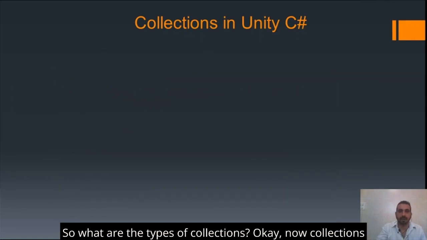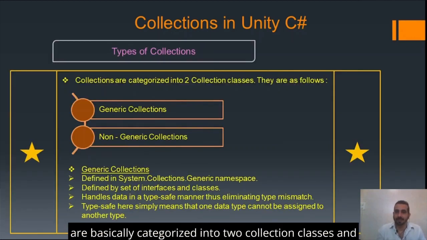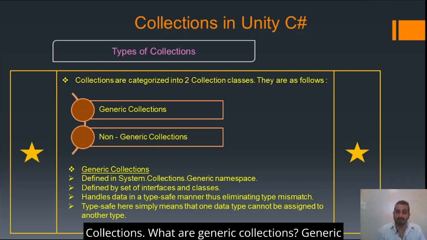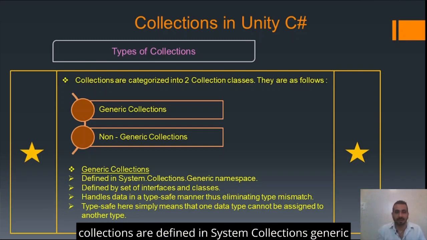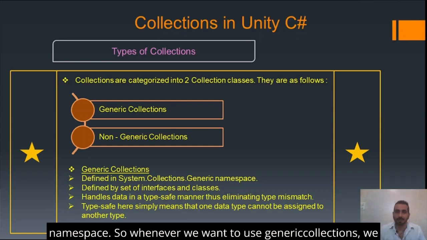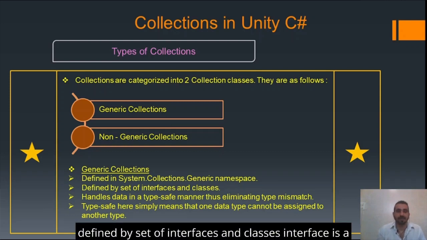So what are the types of collections? Collections are basically categorized into two collection classes, and they are as follows: generic collections and non-generic collections. What are generic collections? Generic collections are defined in system.collections.generic namespace. So whenever we want to use generic collections, we have to use the namespace system.collections.generic defined by set of interfaces and classes.